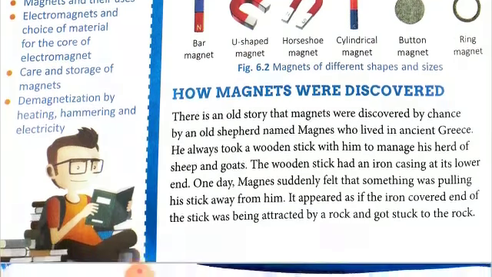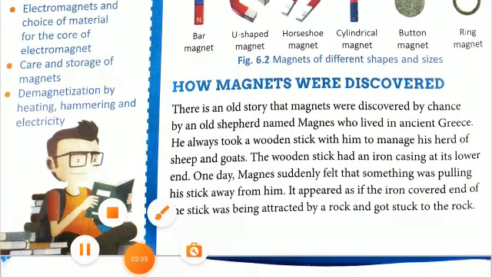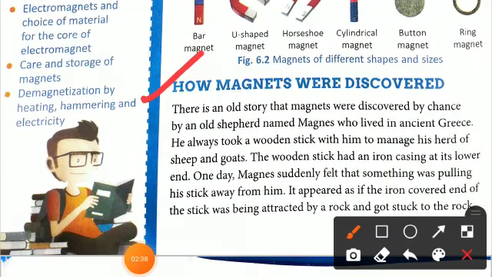Now we will move to the next topic: how magnets were discovered. As you can see, there is an old story that magnets were discovered by chance by an old shepherd named Magnes, who lived in ancient Greece. He always took a wooden stick with him to manage his herd of sheep and goats.